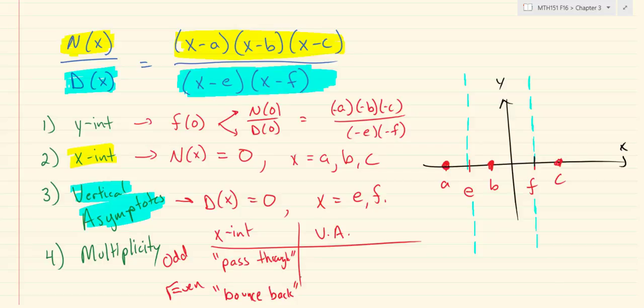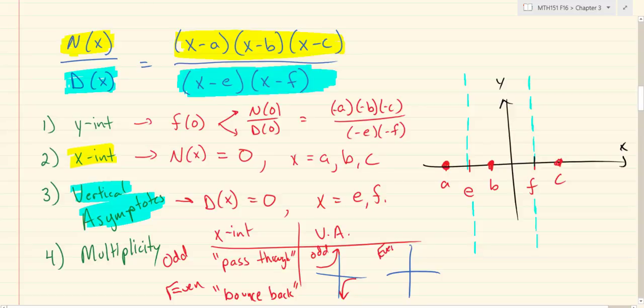When it comes to the vertical asymptotes, maybe the best way to describe this is with a graph. If you have a vertical asymptote and it's odd, then what you have is something that looks like this. One goes up, the other one goes down. One side approaches positive infinity, the other side approaches negative infinity. However, if you have even multiplicity with the vertical asymptote, they either both go up or they both go down. They approach the same infinity. Either both approach positive infinity or both approach negative infinity.